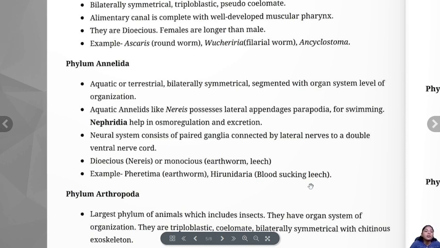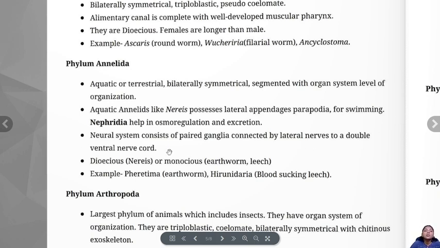Now the aquatic annelids like Nereis possess lateral appendages or parapodia for swimming. So they have lateral extensions which are used for swimming. The nephridia help in osmoregulation and excretion. So they have special organs called nephridia which help in osmoregulation and excretion. Then the neural system consists of paired ganglia connected by lateral nerves to a double ventral nerve cord.